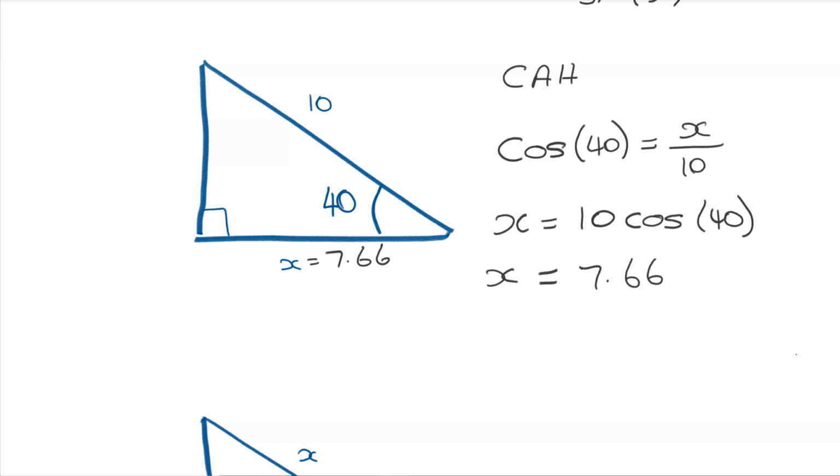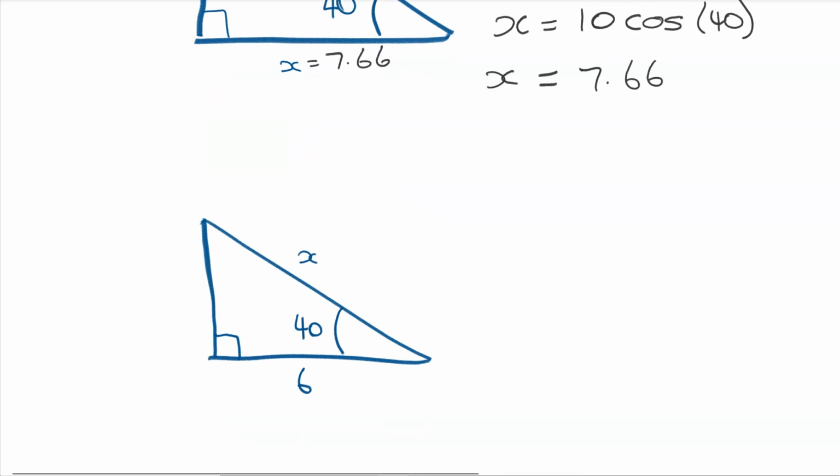Now remember, going back to the last video, if we were given two sides and we're trying to find a third side, we will use Pythagoras' theorem. But since we've been given one side and one angle, and we're trying to find a side, we will use trigonometry over here. Cool? So now let's look at another example.